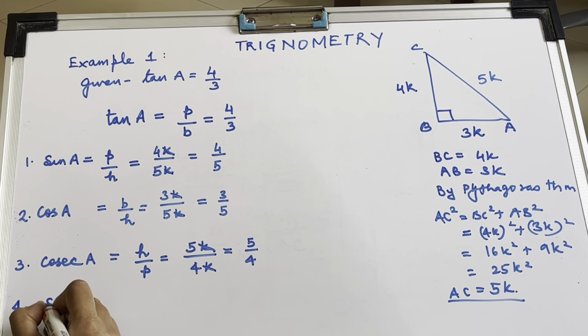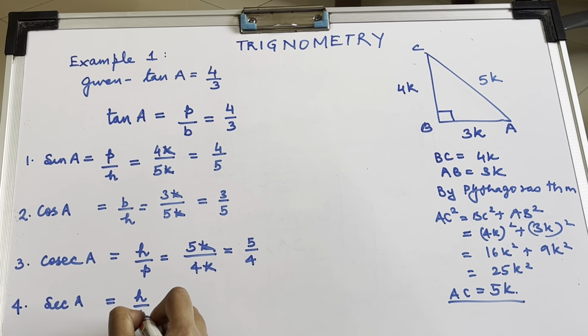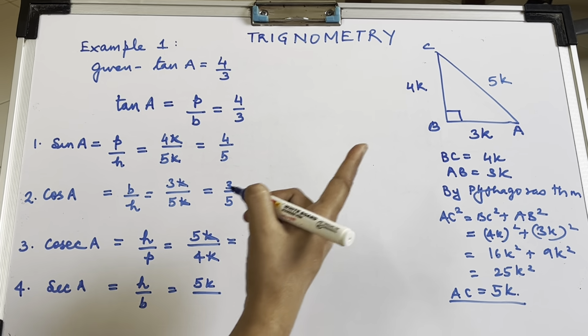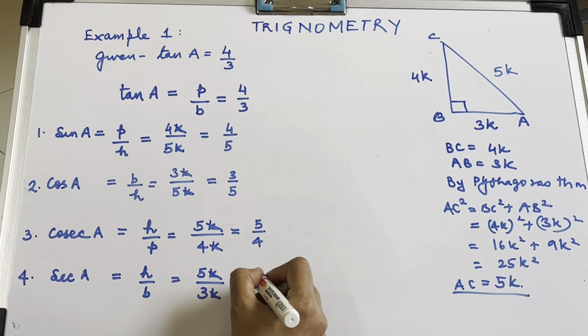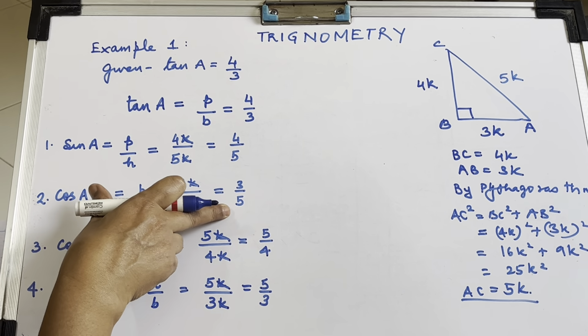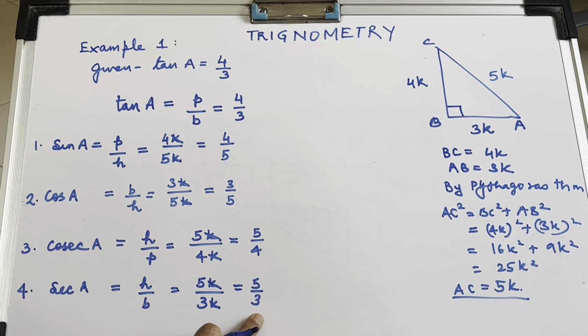The fourth one is sec A. Sec A is given as hypotenuse upon base. Hypotenuse is given as 5K and base, if you can see, it is given as 3K. So this comes as 5 by 3. Now let us again check. Cos A is given as 3 by 5 and inverse of cos is sec. So we get it as 5 by 3.